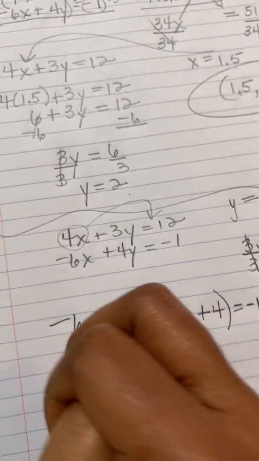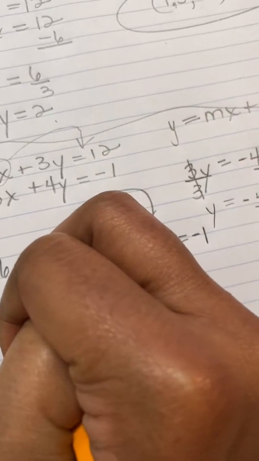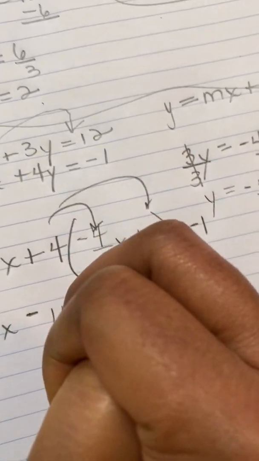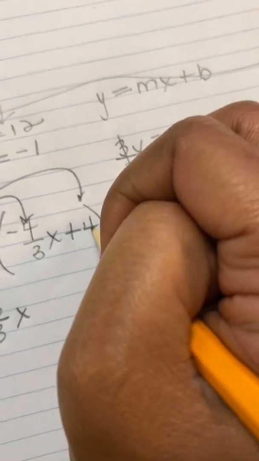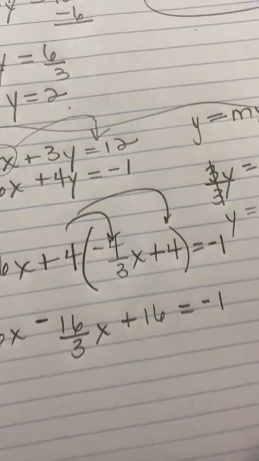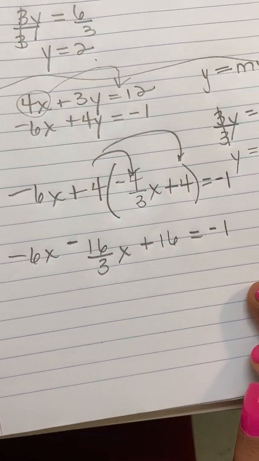Okay, so here we're just going to use the distributive property. What is that going to give me? Negative 16/3 x, and 4 times 4 is positive 16, equals negative 1. So it is a little bit of work, but not too much, not anything that you can't handle.